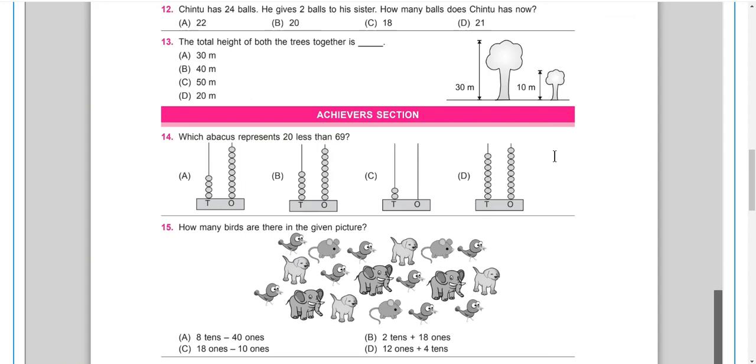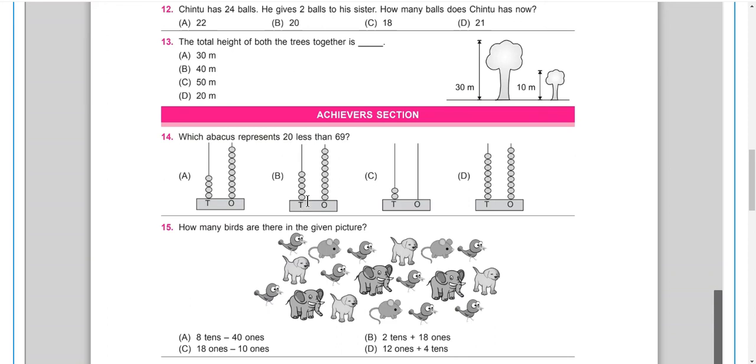Okay. So we need to check and count in which abacus we are having 4 tens and 9 ones. Just check out the first one. It has 1, 2, 3, 4 tens, and 9 ones is how many? 1, 2, 3. So 49 is here. Let's check out the other options.